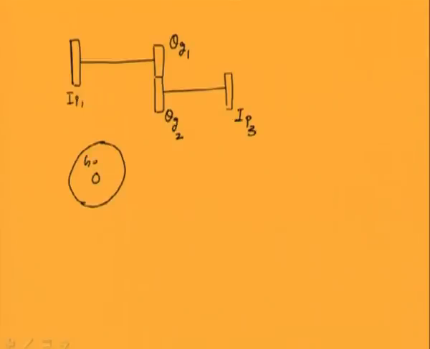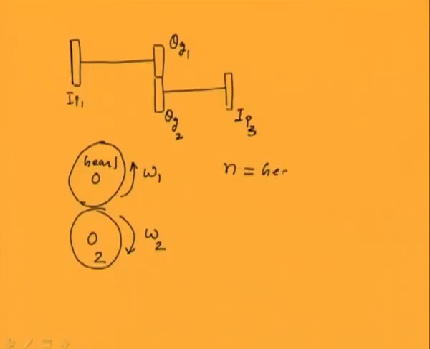This gear 1 and this gear 2. Let us say gear 1 is rotating with omega 1, and then gear 2 will be rotating with omega 2, and they are related by the gear ratio, that is omega 1 divided by omega 2.